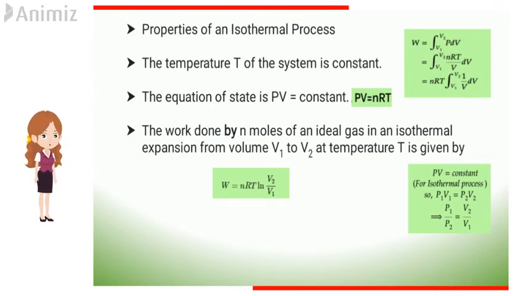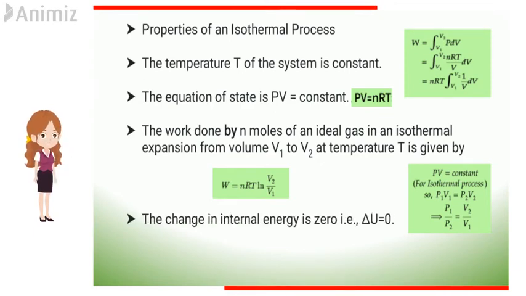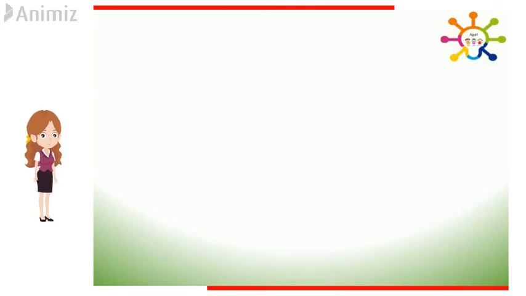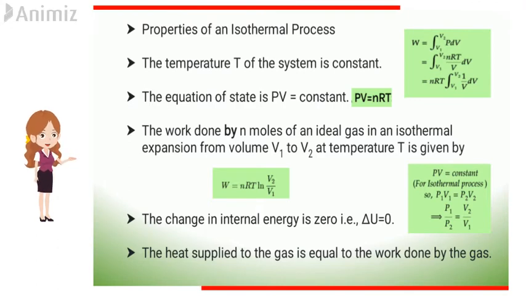Here PV is equal to constant for isothermal process. Therefore P1 V1 is equal to P2 V2. Therefore P1 by P2 is equal to V2 by V1. The change in internal energy is 0. For isothermal process del U equal to 0. The heat supplied to the gas is equal to the work done by the gas.